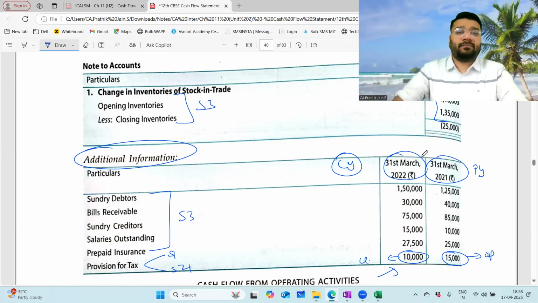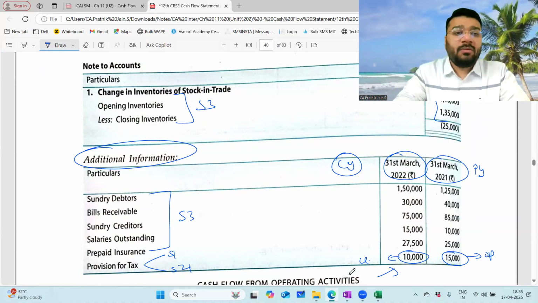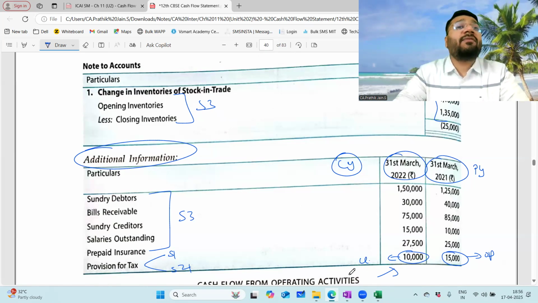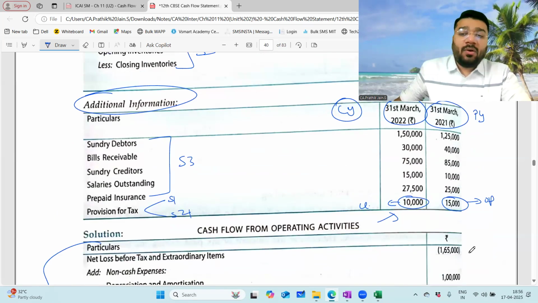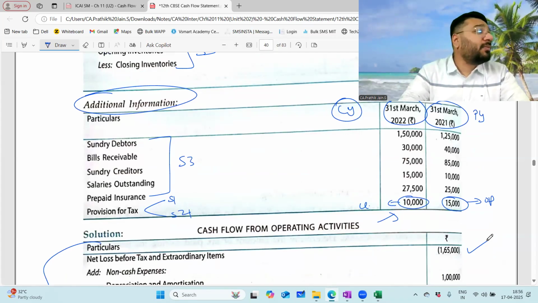Done? Please tell me, what is the net profit before tax and extraordinary item? Negative 1,65,000. Okay. What is your operating profit before working capital changes? 15,000 minus Nishi? Operating profit before working capital changes. How much?